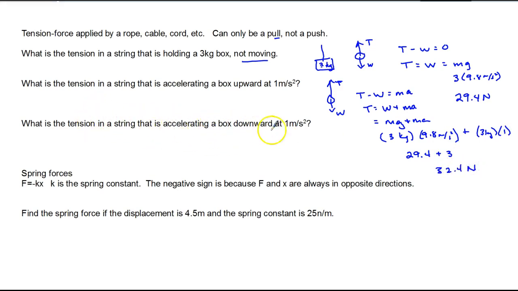What's the tension in a string that's accelerating the box downward? Well, if it's accelerating the box downward, the weight is bigger than the tension force. So tension minus weight equals ma.